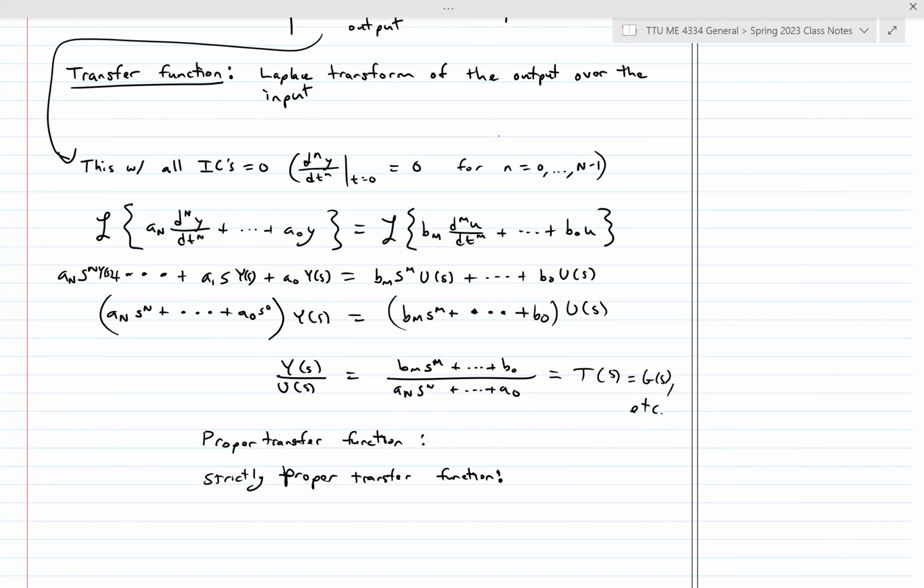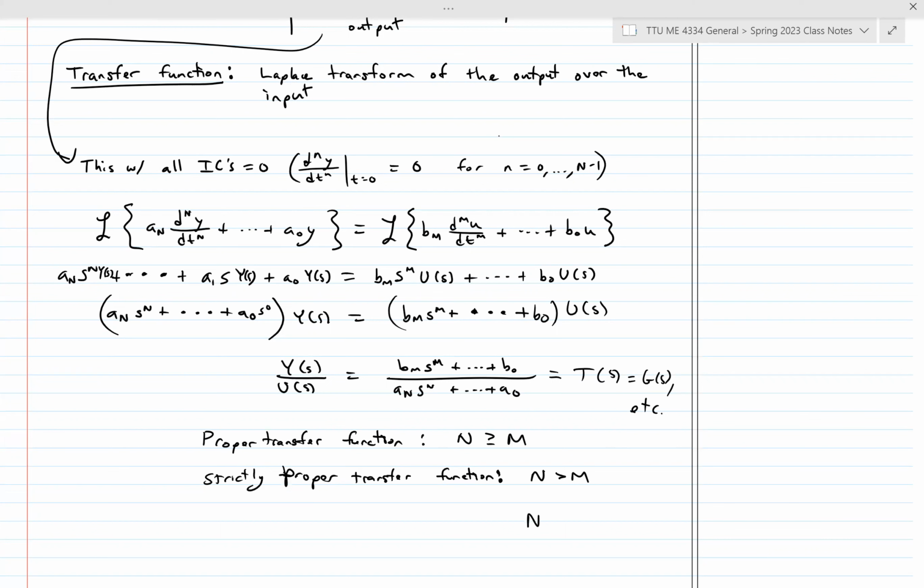A proper transfer function says that n, the number of derivatives of y, is greater than or equal to m. A strictly proper transfer function says that the number of derivatives of y with respect to time is greater than the number of derivatives of u with respect to time. That's the difference between these two.